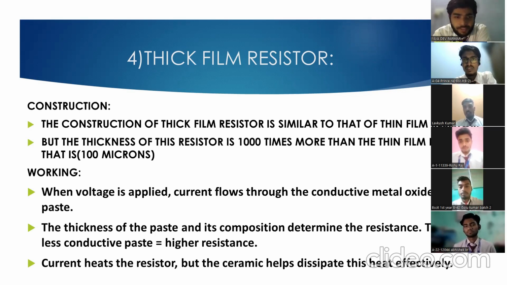Moving on to the working part, when the voltage is applied, current flows through the conductive metal oxide in a paste. We can determine the resistance by the thickness and the composition of the paste. So we can say that thicker conductive paste equals higher resistance. Current heats the resistor, but the ceramic helps dissipate the heat effectively.